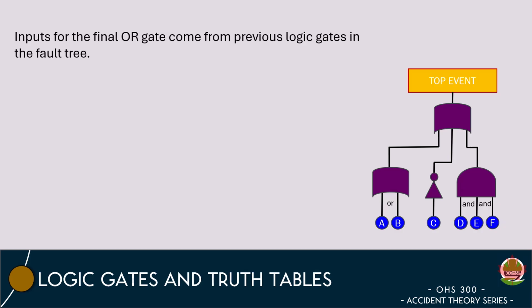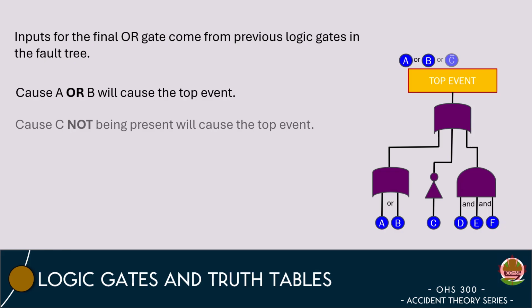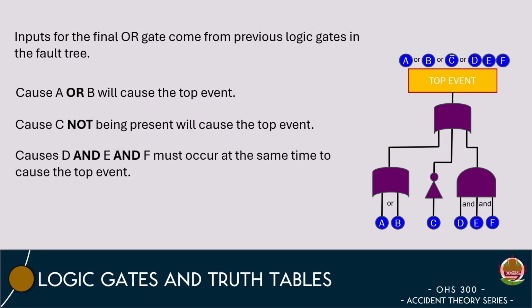The inputs of the final OR gate before the top event come from the outputs of our other logic gates. Since it is an OR gate, this means that any positive output from below will cause the top event to occur. For our example, the top event will occur if causes A or B occur. The top event will also occur if event C is not present. The top event will also occur if all 3 other causes, labeled D, E, and F, occur at the same time. That can be written in Boolean algebra as A or B or not C or D, E, F. Let's use this fault tree in a case study about a fire at an office.